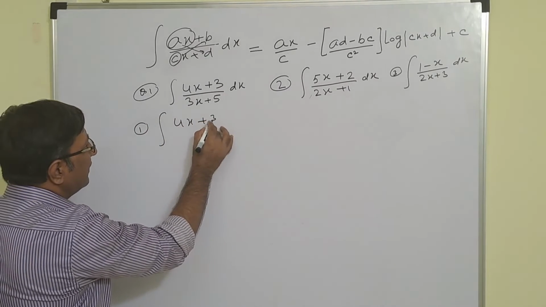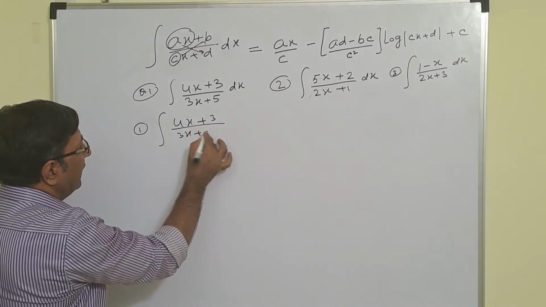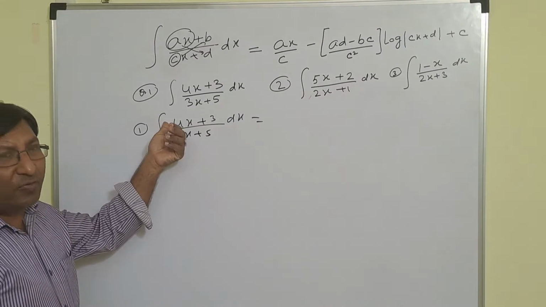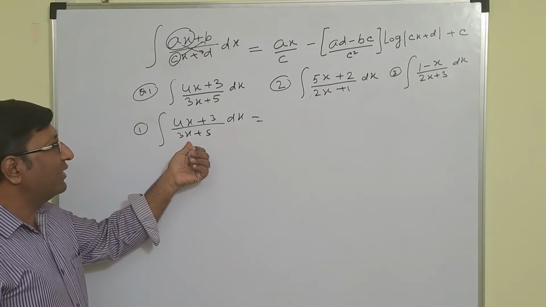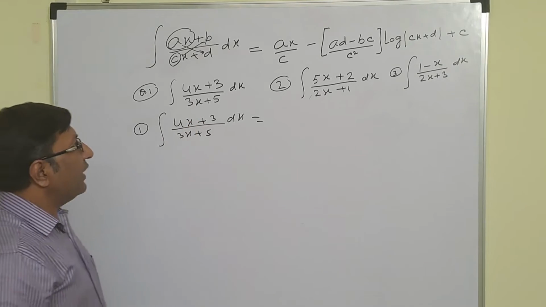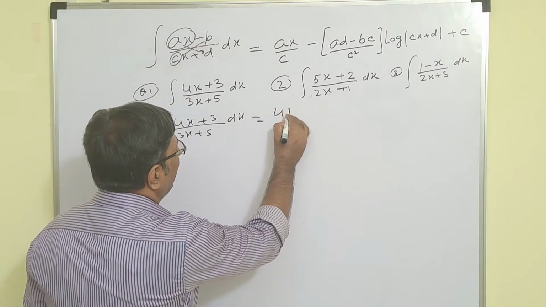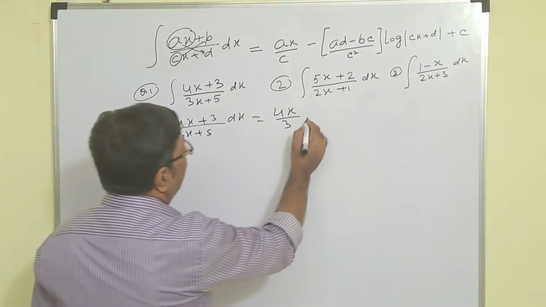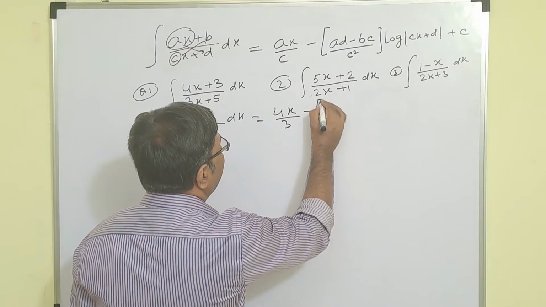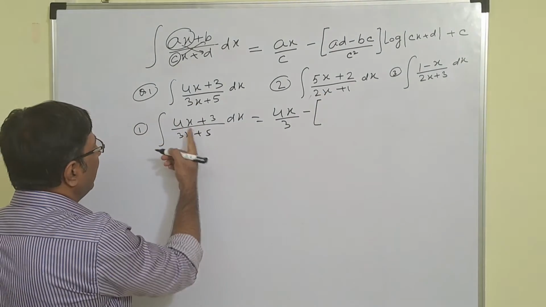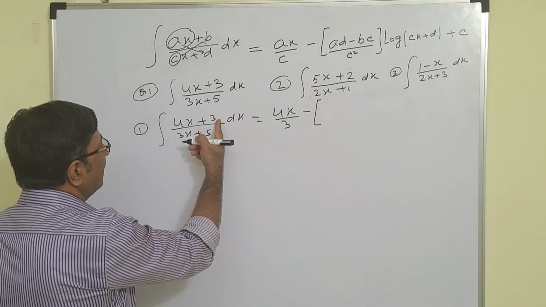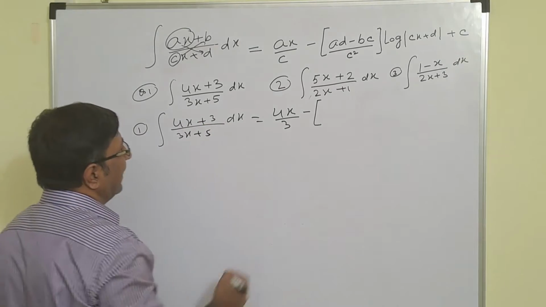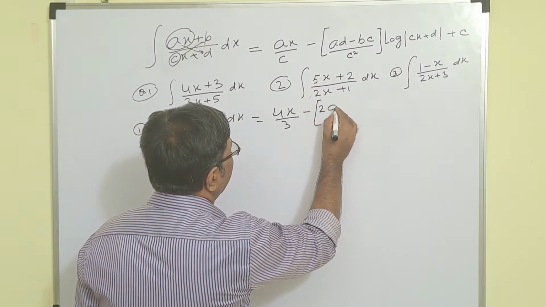Based on this, the first question is integration of (4x + 3) divided by (3x + 5) dx. You see, this is the numerator, a linear equation, and this is the denominator, also a linear equation. So we can use the trick. So ax means 4x, divided by c, which is 3, so this is 4x by 3, minus, now this is AD minus BC, so this is 4 into 5, 20, minus 3 into 3, 9. So 20 minus 9.